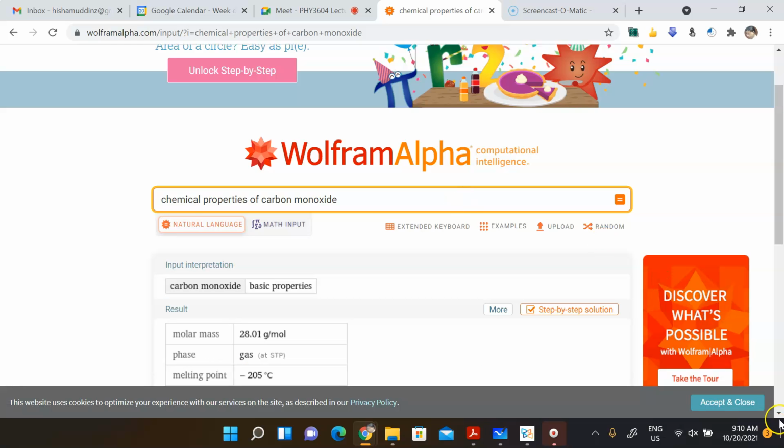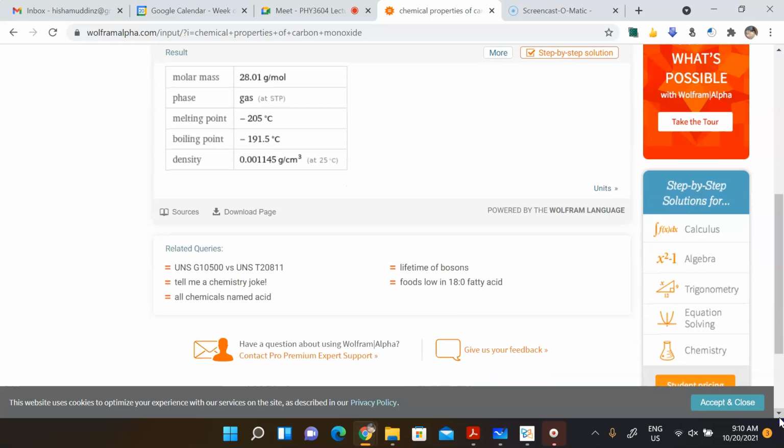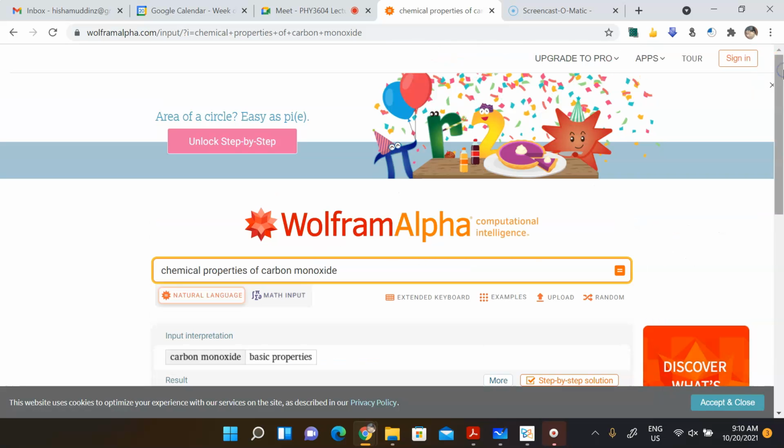So we'll give you all these properties of carbon monoxide, for example. Okay. In other words, all these things are available for free. But of course, if you ask for more details or you want to download the page, then you have to subscribe to it. So you have to pay a certain amount per year, for example. Then you can actually download the page, and then you can do more elaborate queries to this Wolfram Alpha.